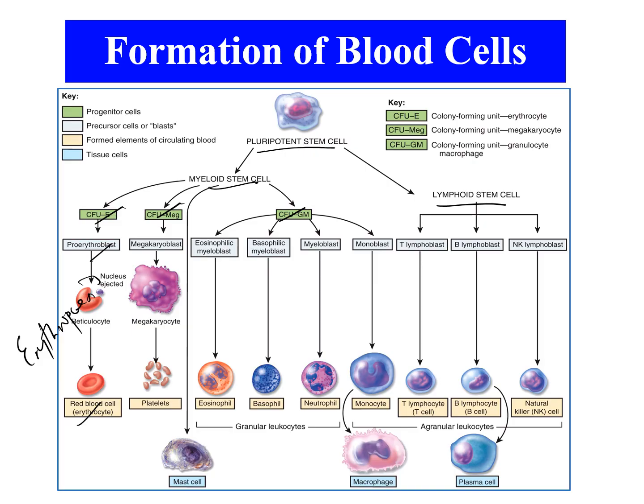From the second blast cell, we get to produce platelets, and this process is known as thrombopoiesis. From the third, fourth, fifth, and sixth blast cell, we get to produce different types of white blood cells, such as the eosinophil, the basophil, the neutrophil, and the monocyte. The process of production of white blood cells is known as leukopoiesis.